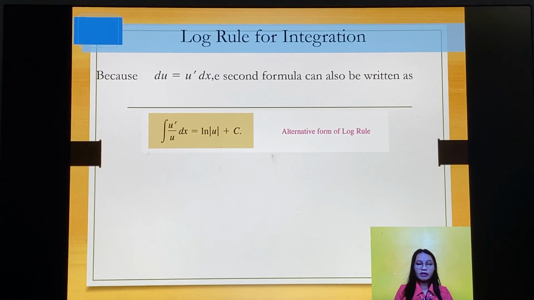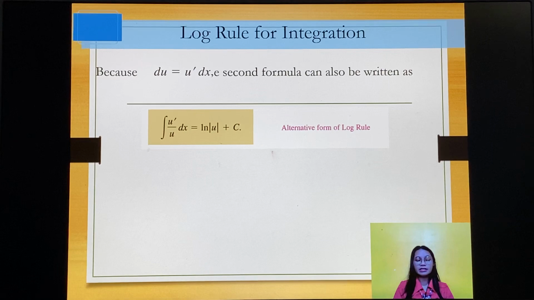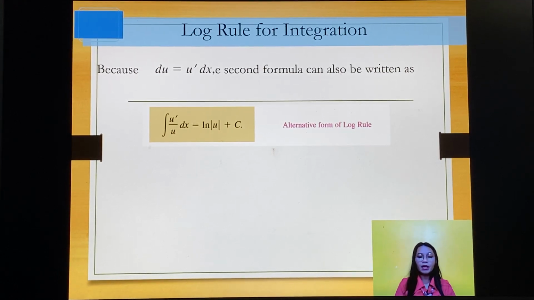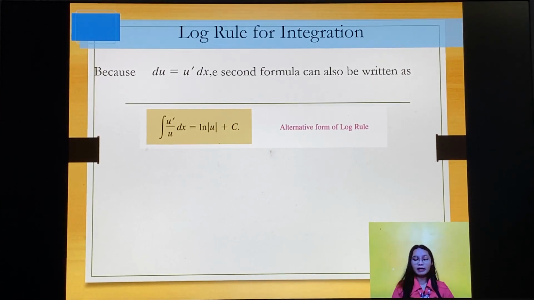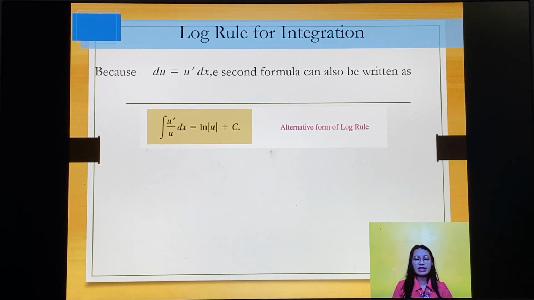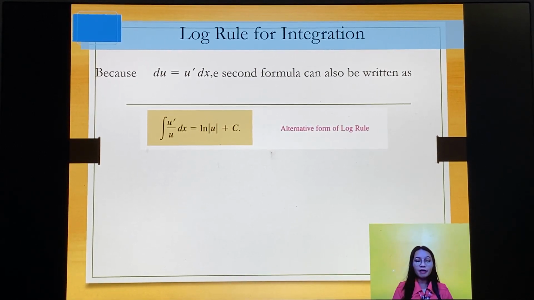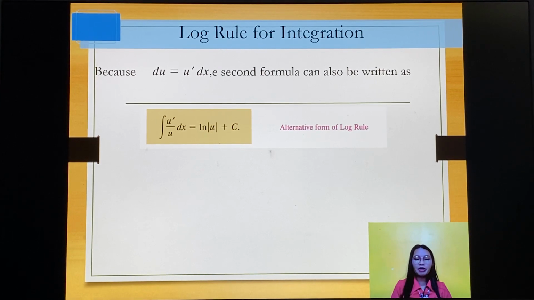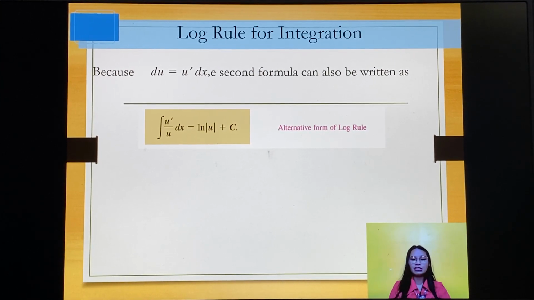Also, the result of the integration is given on the right side of the equation. Here we have the natural log of the absolute value of u. It represents the natural logarithm of the absolute value of u, and the c represents the constant of integration.